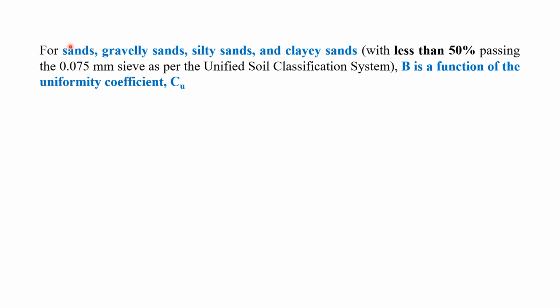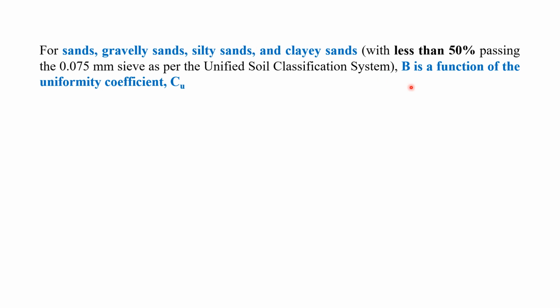So what are the soils? Sands, gravel sands, silty sands, and clay sands. So retention criteria means the ability to retain the soil, and the soil should have less than 50% passing the 75 micron sieve. That means more than 50% is going to be retained.